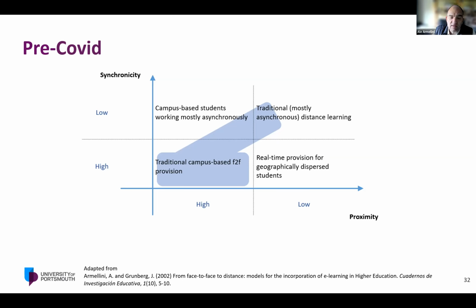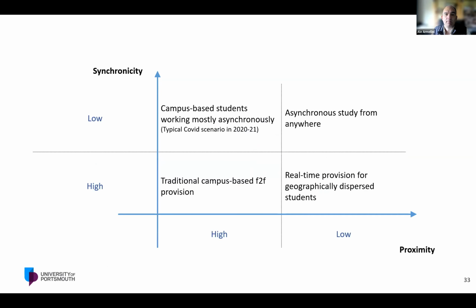Now these things started to change, and indeed did change. Many students during the pandemic, certainly in the UK, were based on the campus in the halls of residence, but they were accessing sessions synchronously or asynchronously. They were accessing sessions from the bedrooms, from the halls of residence, from the rooms. And that was a typical COVID scenario, especially in 2020, 2021, but that extended into 2021, 2022.